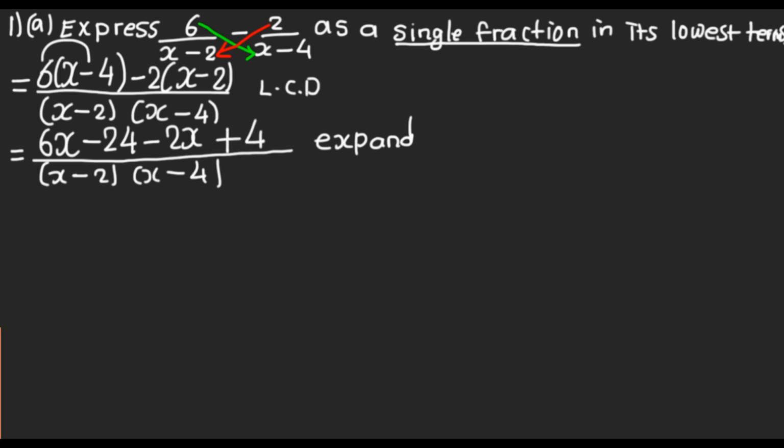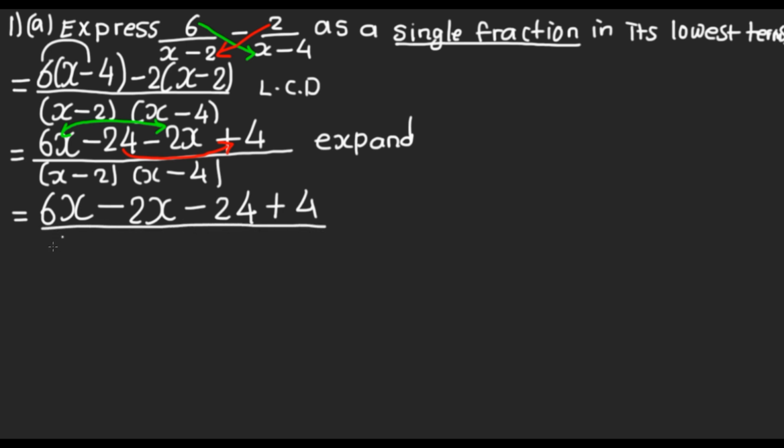Then we are going to collect the like terms. So the 6x and the negative 2x are like terms. Negative 24 and positive 4 are also like terms. When grouping these like terms for a question like this one, you are not supposed to change the signs, because the expressions have not crossed the equal sign. So the signs must be maintained. Then here, we just have to simplify.